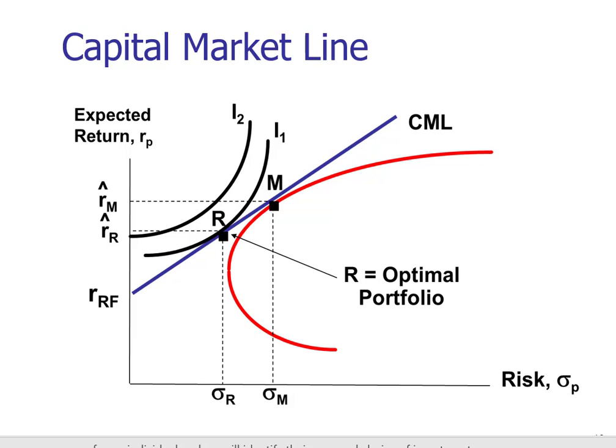So this person here, for this indifference curve, they want this particular asset, R, because that's going to be the maximum risk-return relationship based on the indifference curves of the investor. So this ultimately is how we choose our portfolios, right?